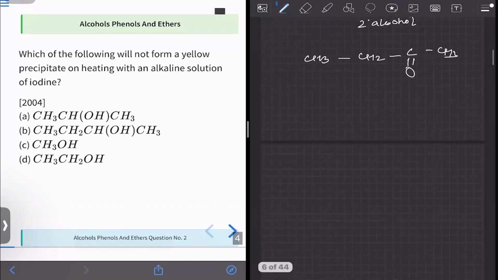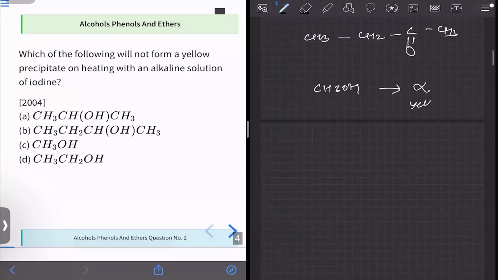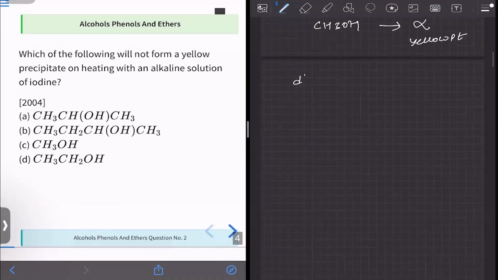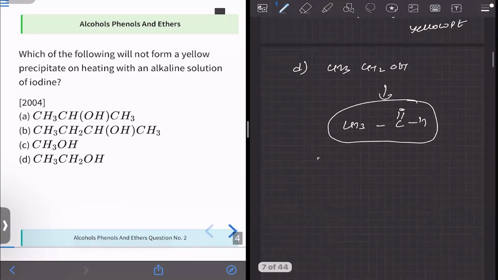In the case of the third one, it is methanol. Whenever methanol reacts, it does not produce a yellow precipitate. In the case of option D, CH3 CH2 OH, whenever it reacts, it produces CH3 CHO. It also contains a carbonyl group. So it also produces a yellow precipitate. So the option will be C.